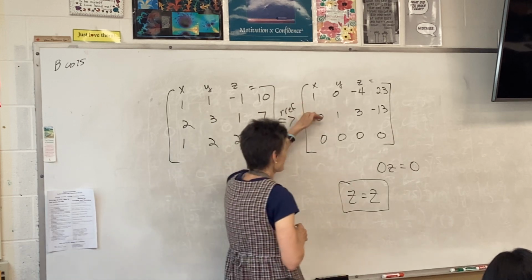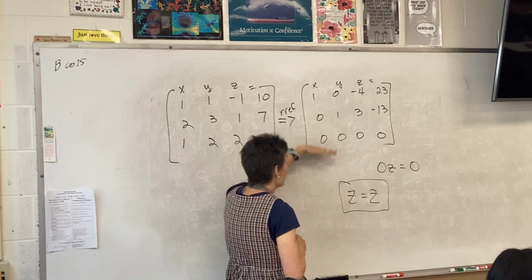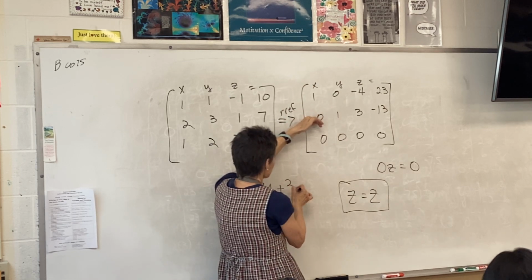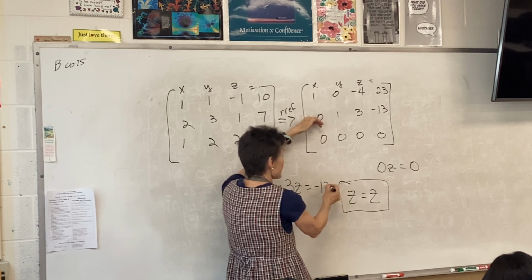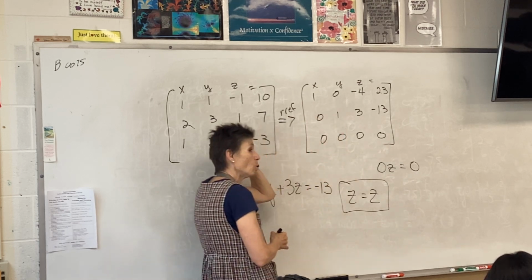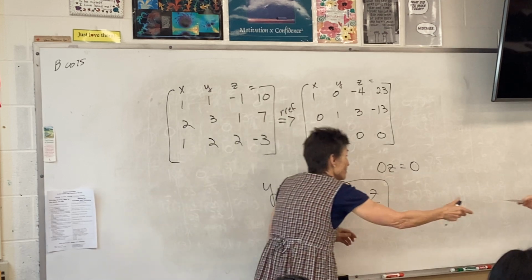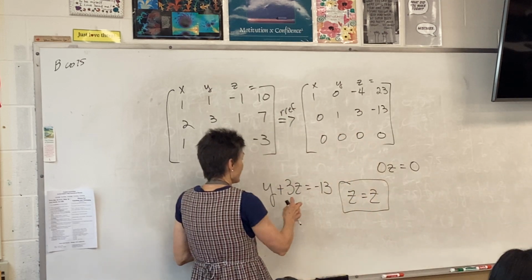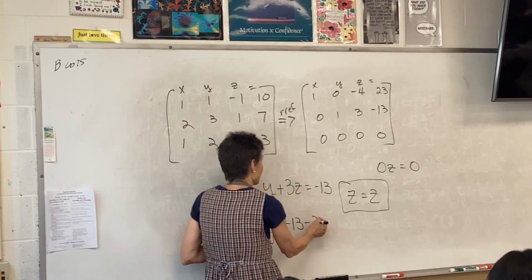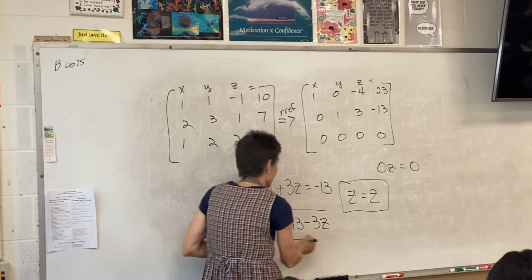Now, what does this row say? Go up a row, we go back up this way. What does this row say? Y plus 3Z equals -13. But since I don't know what Z is, the best I can do is subtract this over and say Y equals negative 13 minus 3Z.